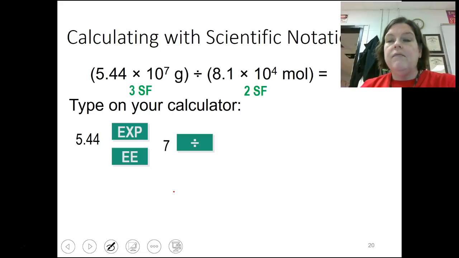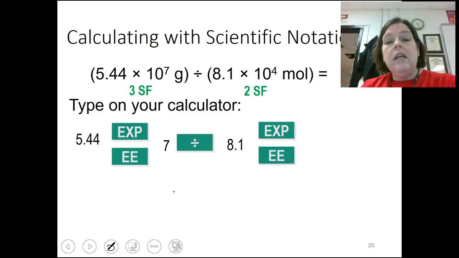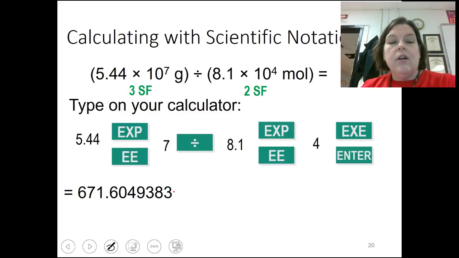Then you're going to put divided by on your calculator. Then you're going to put in 8.1. And again, we're going to find our EXP and EE key, whichever one you have, it's one or the other, or the third one that we've talked about. Then you're going to put in your exponent, which is 4, and you're going to hit enter, and we get 671.6049383. Well, we know that that's not the right answer because we have to still do significant figures.